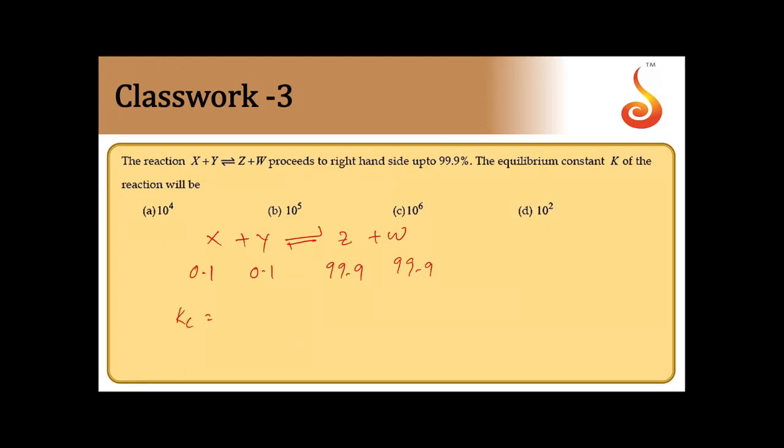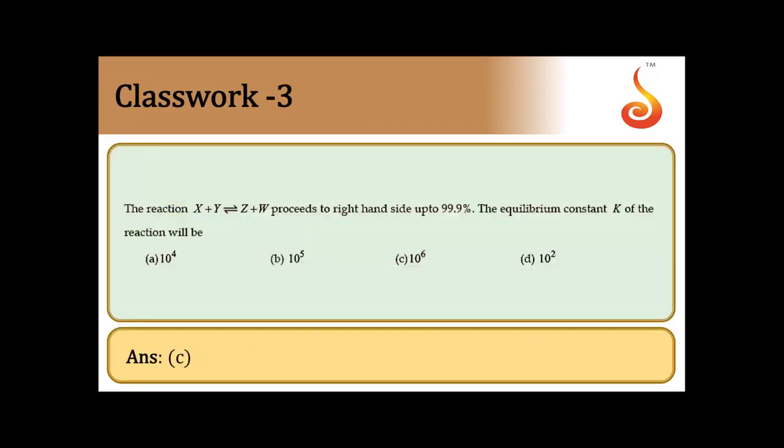Therefore, the expression of Kc will be equal to 99.9 into 99.9 by 0.1 into 0.1. This will be nearly equal to 100 into 100 by 0.1 into 0.1, which is equal to 10 to the power of 6. So option C. 99.9% completion means 0.1 will remain. So 10 power 6, that is C, is the correct answer.